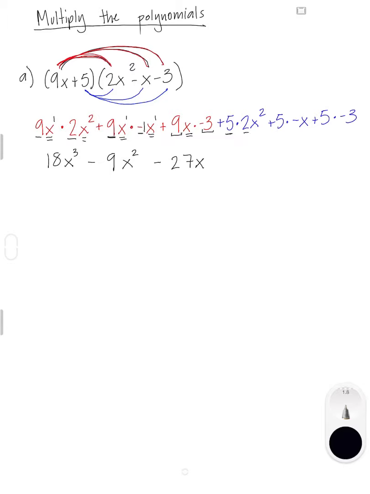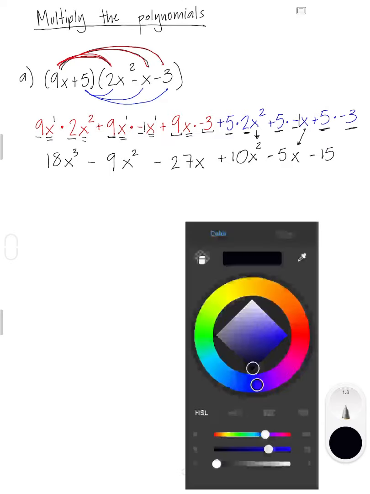Now for the 5, we have 5 times 2, which is positive 10. And then 5 doesn't have an x, so it's just x squared. We bring it down. Then we have 5 times negative 1, so that's going to be negative 5. And then there's no x, so this is just going to come down. And then 5 times negative 3, that's negative 15. Now we are not done yet. Now what we want to do is simplify.